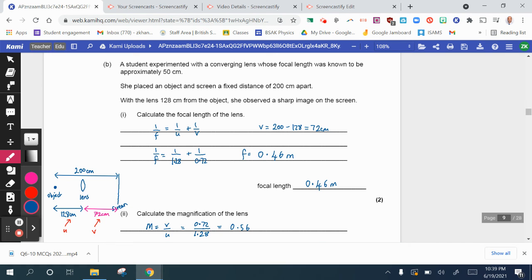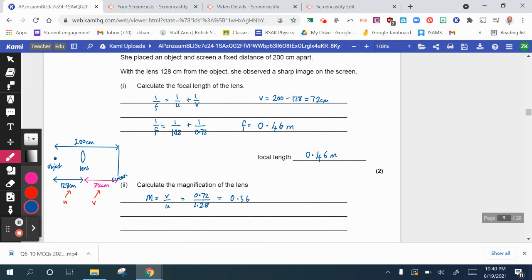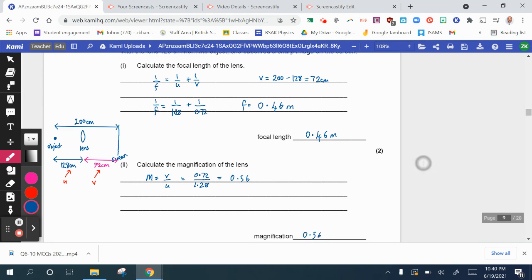Now we should be working with standard units. So centimeters to meters: 1.28 meters and 0.72 meters respectively. Rearrange, and you get 0.46 meters. It would have worked out if we used centimeters; the answer would have ended up in centimeters. But remember that when we are looking at 1 over f as the power of the lens, for other questions, that has to be in meters. So I'm using meters here just to get into the habit of that.